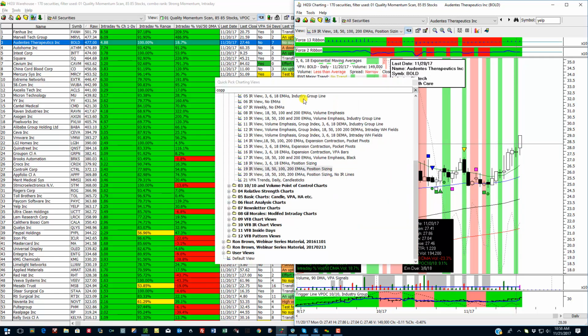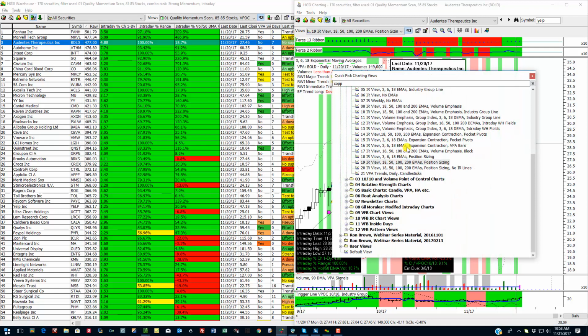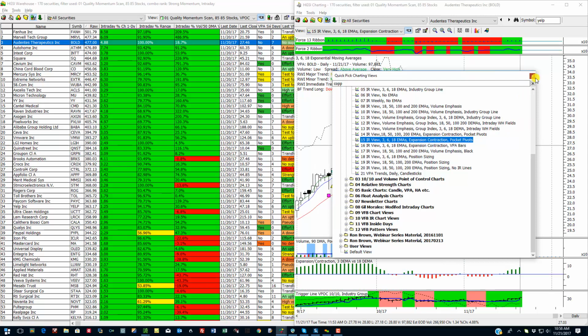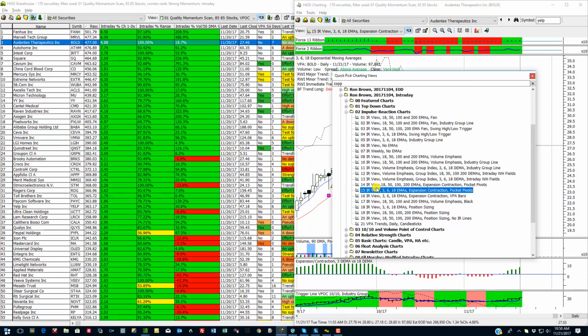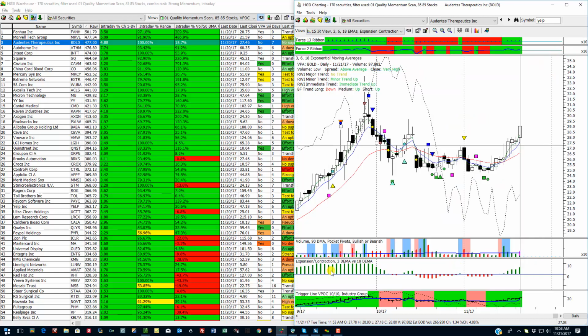Let me go to a different chart here. I'm looking for this one right here. This is in the impulse reaction charts. It's number 15, and what I did here with this is put a 3 versus an 18-day exponential moving average comparison. So when the 3 is moving away from the 18, you're going to get the green bars on the histogram above 0, and that just shows you that it's expansion. I mean, you can see that it's expansion without it, but it's just another visual aid.